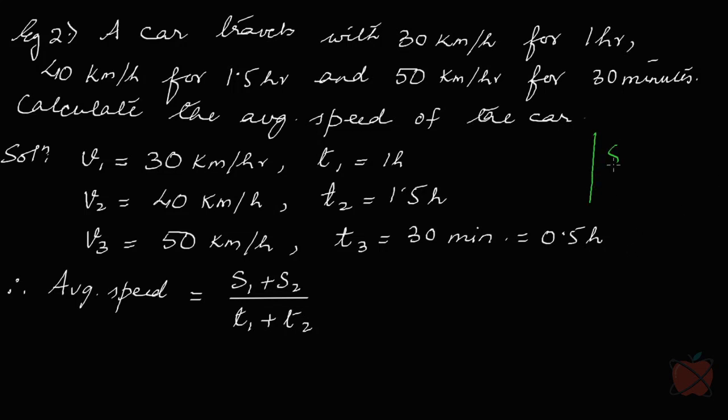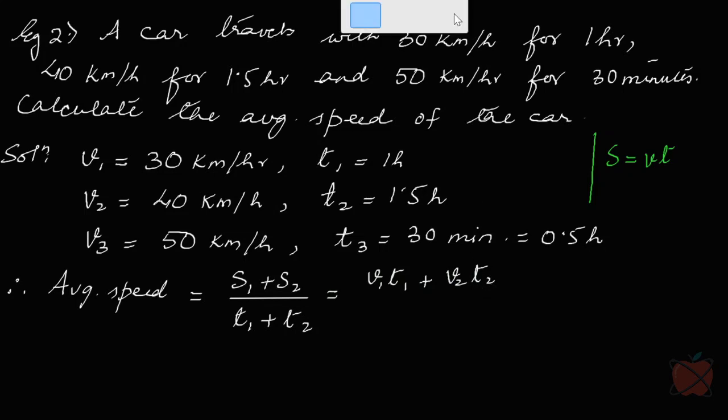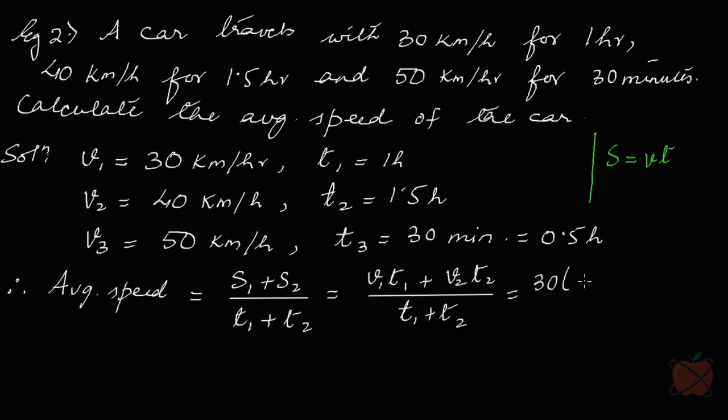We know that s is equal to vt. So from here we don't know s, but we know v and t. So instead of s1 we can write v1 t1 plus, and instead of s2 we can write v2 t2, by t1 plus t2. Okay, so here what is v1? v1 here is 30 and t1 here is 1.